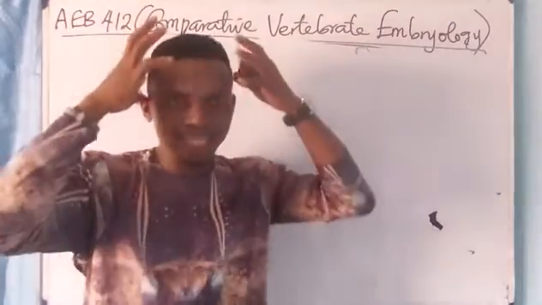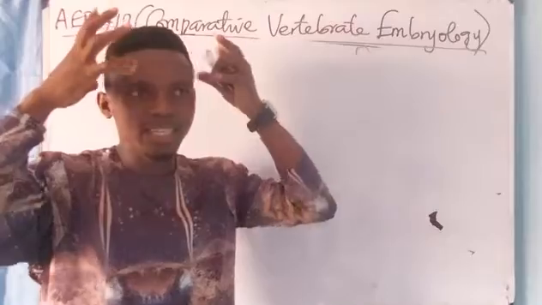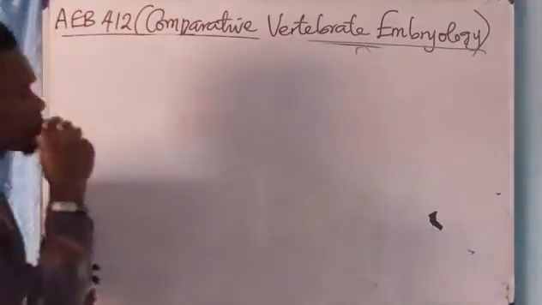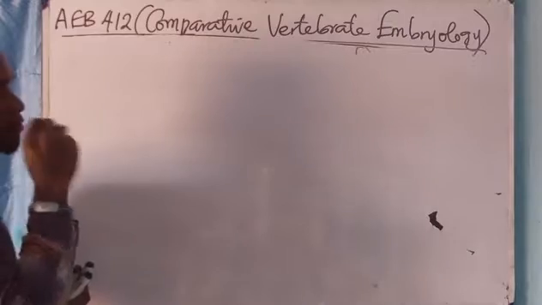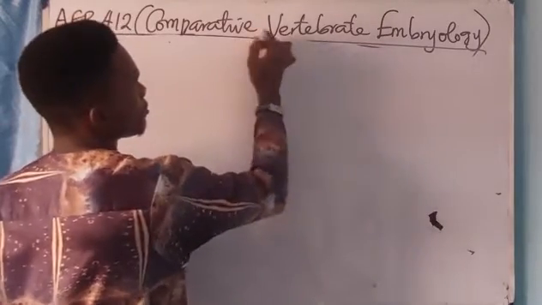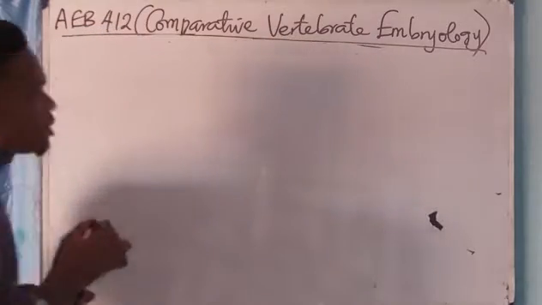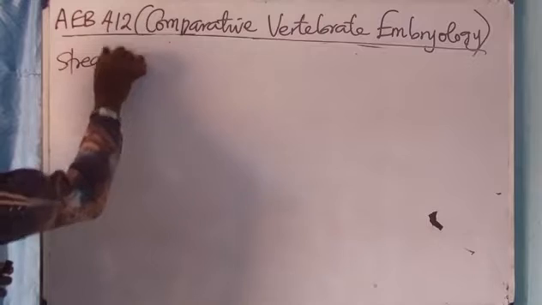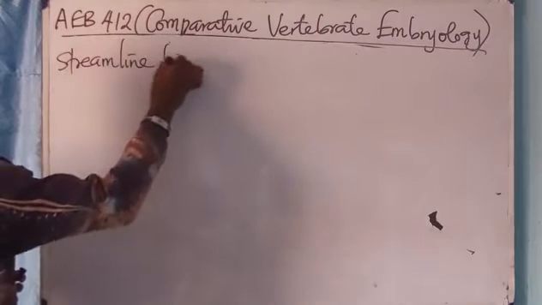It has a flattened head, a cylindrical body, and what? A tail. Okay, please take notes. For the sperm to move effectively, it must have what? A streamlined body.